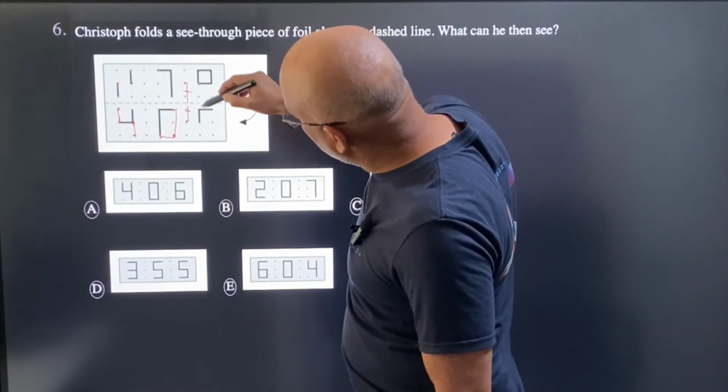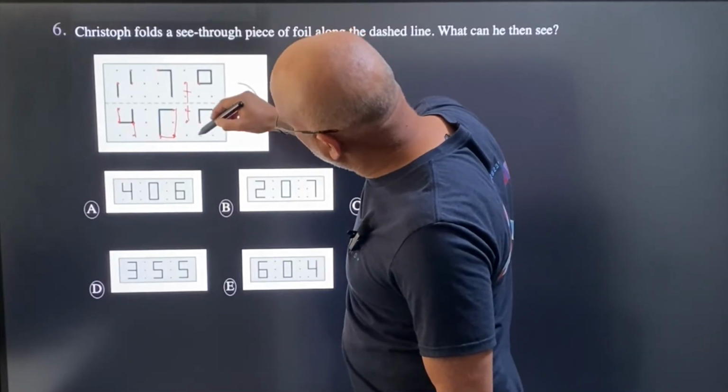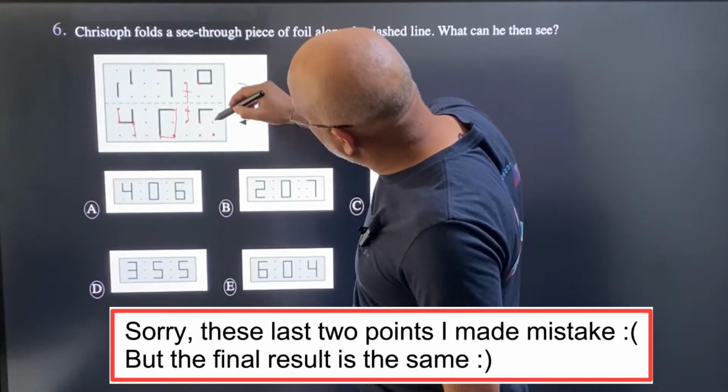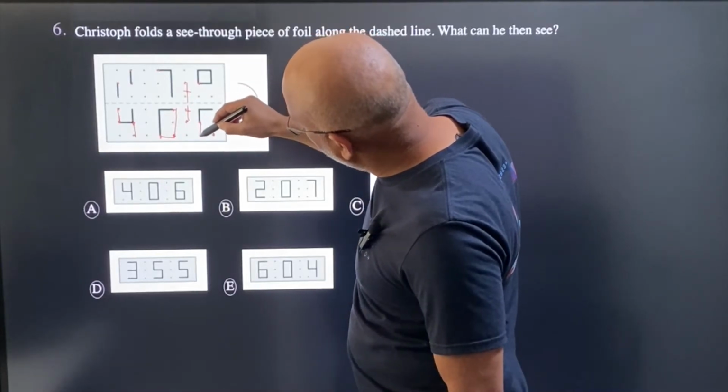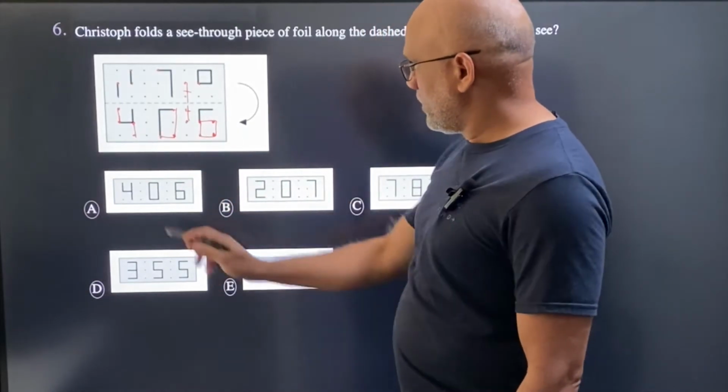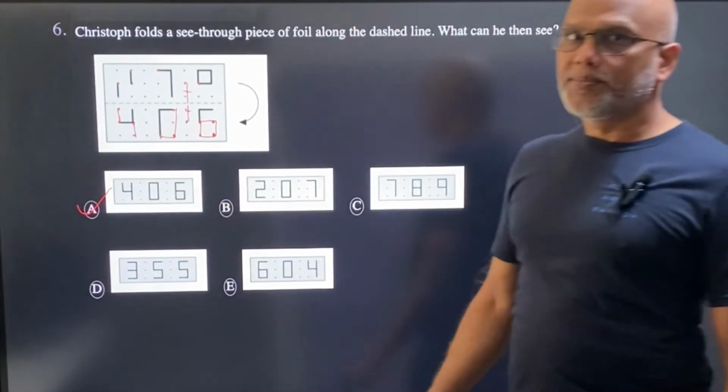This point is going to fall here. This will be here. This will be here, this will be here, then I can join this. So this is 406. 406 is the correct choice.